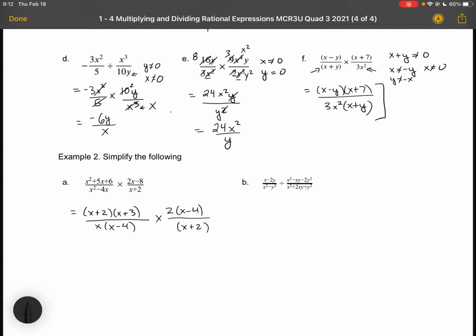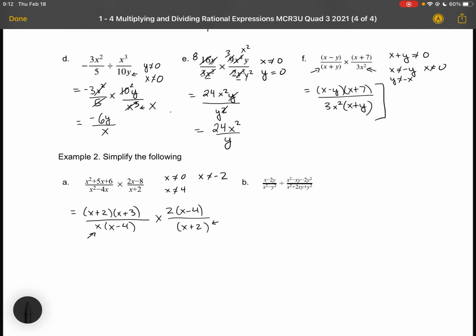Now I'm going to state my restrictions. So checking my first denominator, that tells me that x can't equal 0. X also can't equal 4. And then my denominator in the second fraction tells me that x can't equal negative 2.